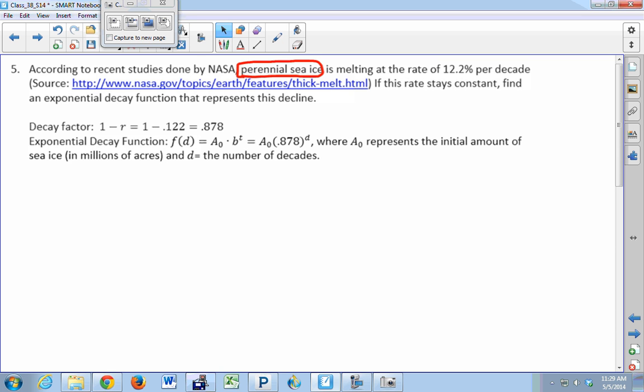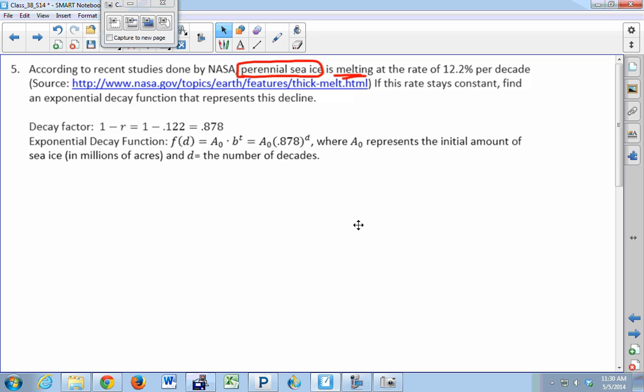If I had done this a couple of years ago, this rate would have been a lot less. The rate has actually increased pretty rapidly. It says, according to recent studies done by NASA, perennial sea ice is melting at the rate of 12.2% per decade. The melting tells you it's going to be a decay. So our input here is going to be the number of decades. If this rate stays constant, find an exponential decay function that represents this decline.